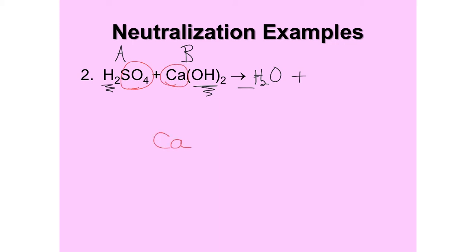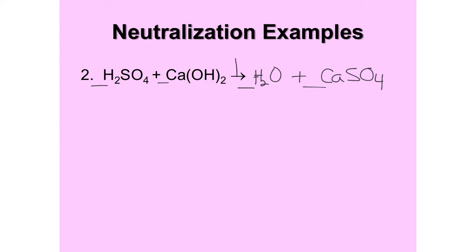So I check my charges. Calcium is positive. I look it up on the periodic table, +2 charge. Sulfate, polyatomic ion, and that has a -2 charge. So since I'm +2 and -2, they're going to combine in a 1-to-1 ratio to make CaSO4. Lastly, I do need to balance my equation.